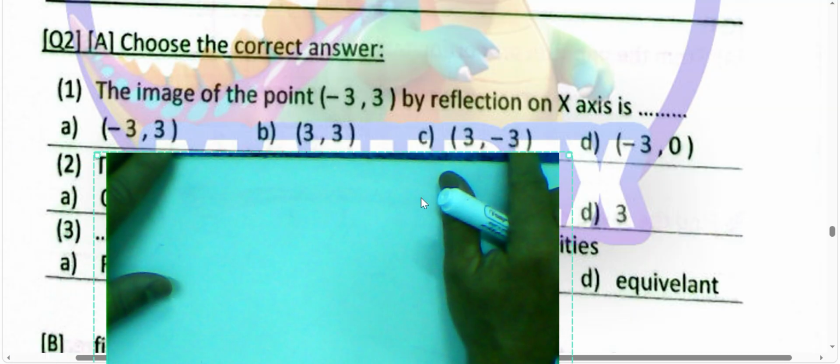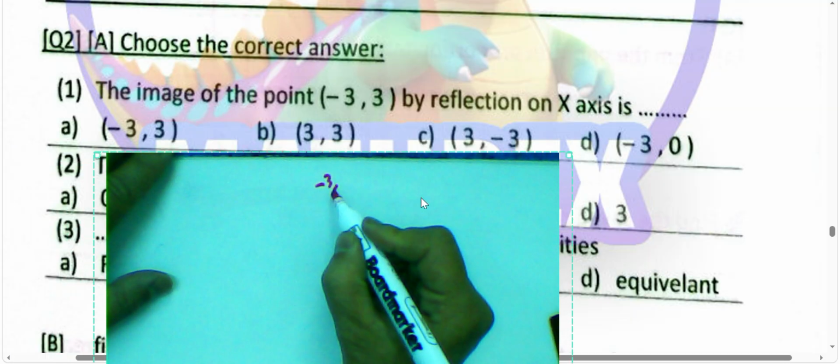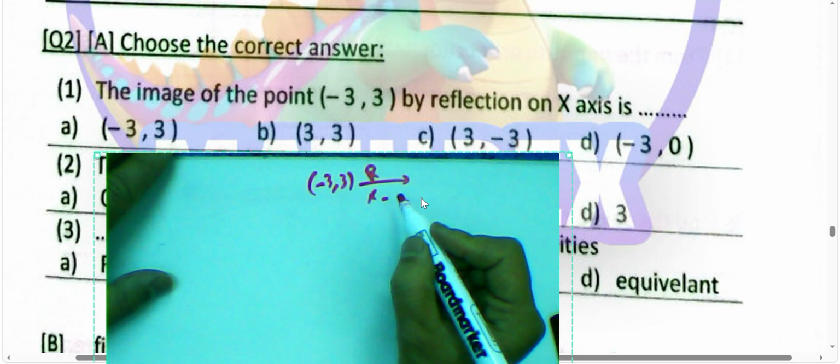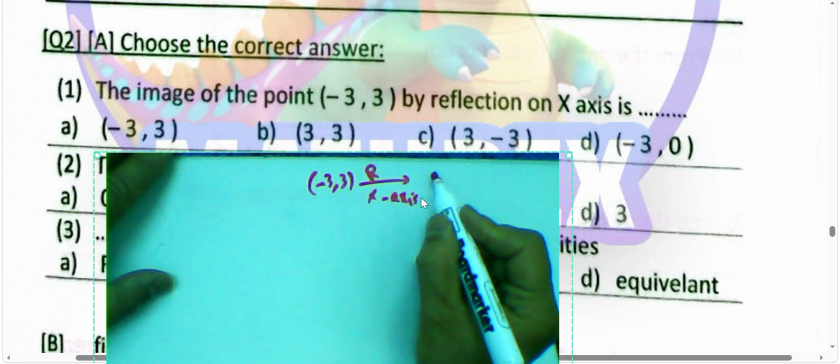Choose the correct answer. The image of the point reflection on the x-axis. We keep x and change the direction of y. The point -3 and 3 reflected on the x-axis: keep x and change the sign of y. The result will be -3 and -3. Next example.